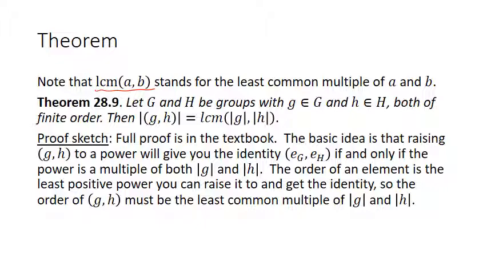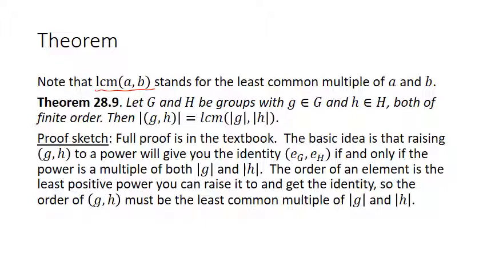Then the order of the ordered pair (g, h) will be the least common multiple of the order of g and the order of h. So that is actually what we saw in part A of the last activity. The two orders of g and h were 2 and 4, and then we saw that the order of their ordered pair was 4, which is the least common multiple of 2 and 4.